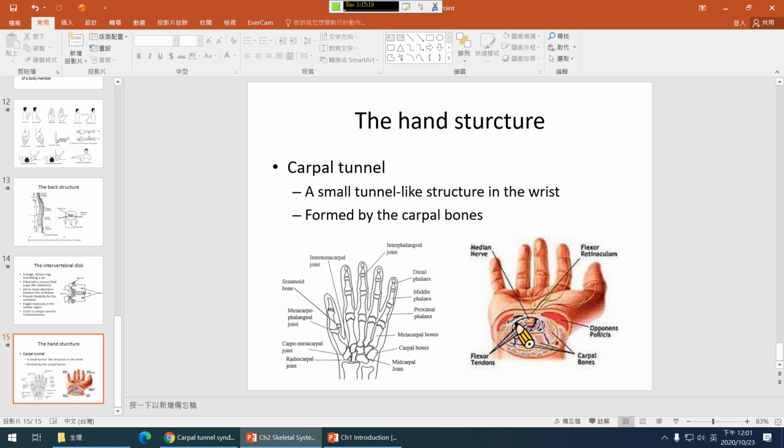It's a major sensory nerve for a lot of fingers. And it's located here. And this is called the carpal tunnel. It's actually got a lot of tendons here. They are flexor tendons.